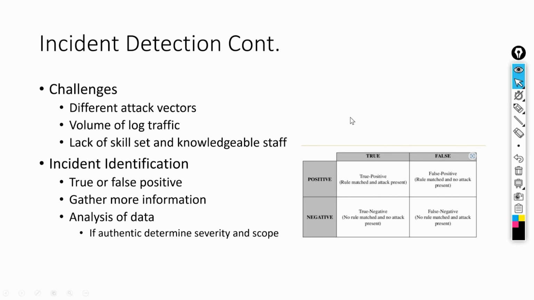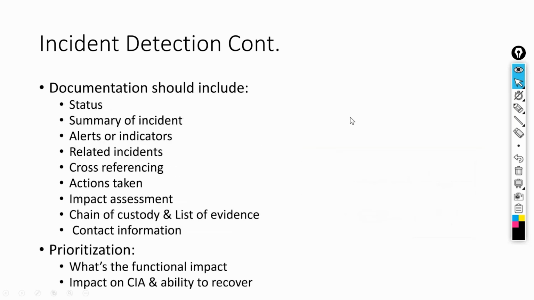Now when we are moving to the next stage, incident detection, documentation is again a critical factor for any kind of incident which you are getting. The documentation step should include the status of the incident, whether it is resolved or still in progress. A summary of the incident should be there, the alerts or indicators of the incident, and the related incidents.